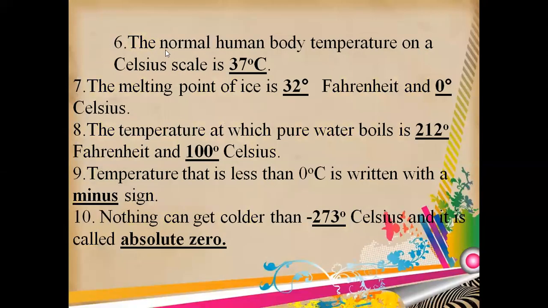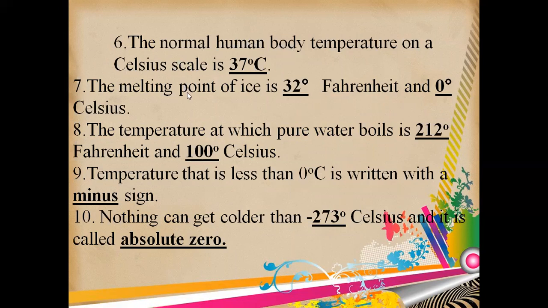Number 6, the normal human body temperature on a Celsius scale is 37 degrees centigrade. But it will be higher in case of sickness. So the normal human body temperature is 37 degrees centigrade.